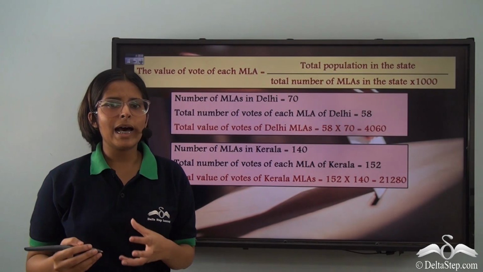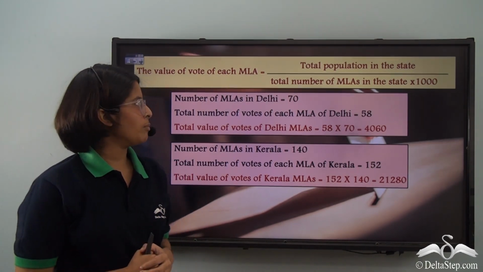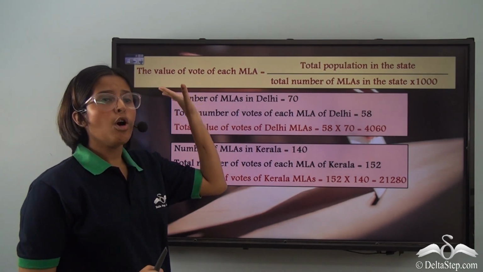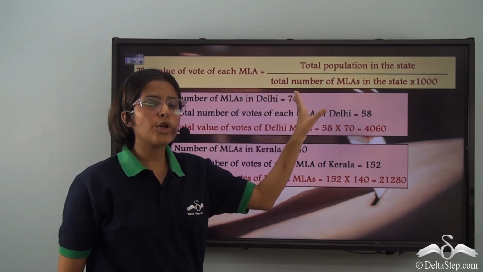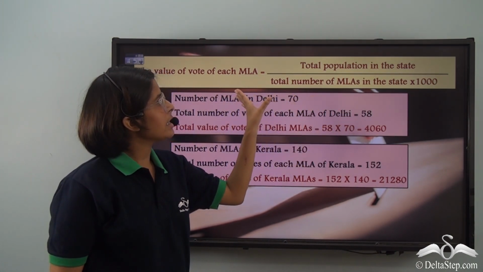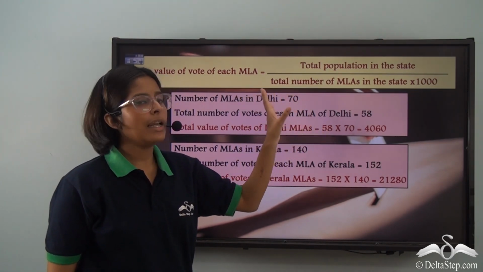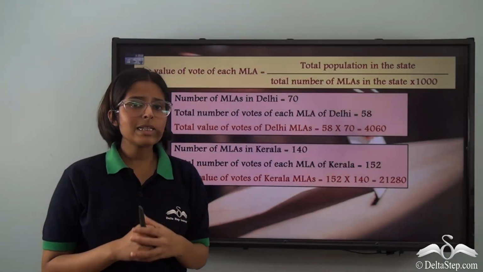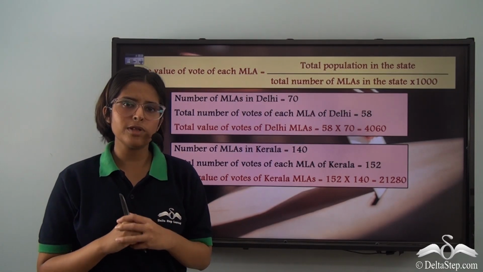Now what we had done, we have a formula for that as well. So if we put it in a formula, we get the value of vote of each MLA is equal to the total population of the state divided by the total number of MLAs in the state into 1000. So this is the formula by which we calculate the value of vote of a MLA of a state.